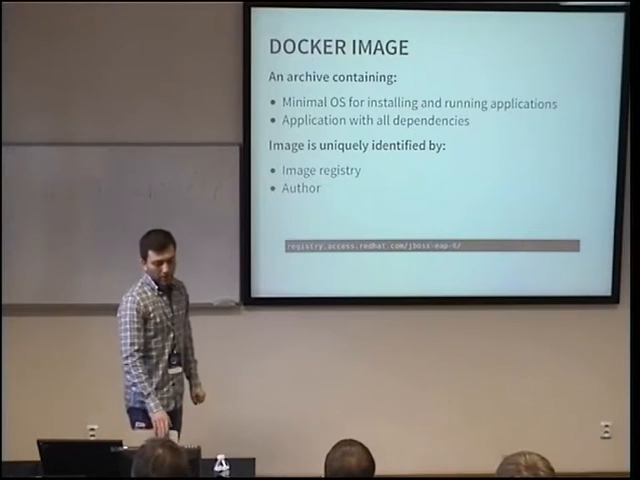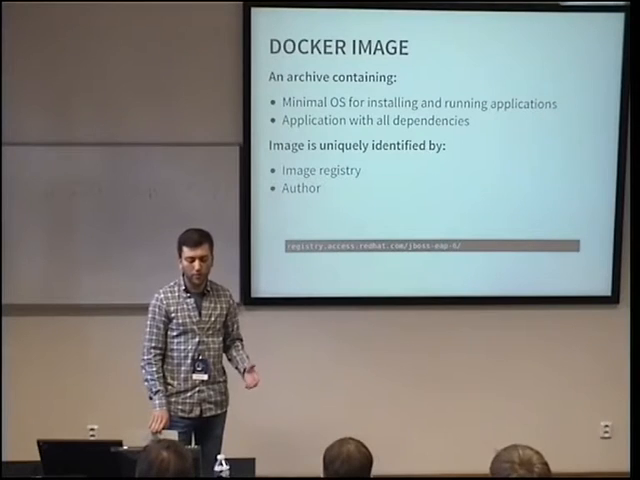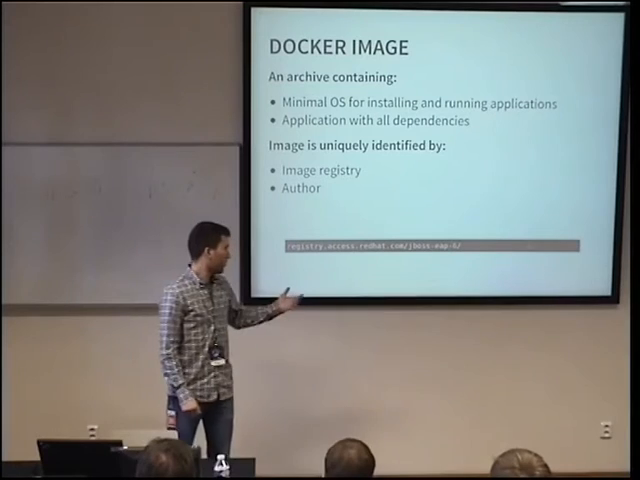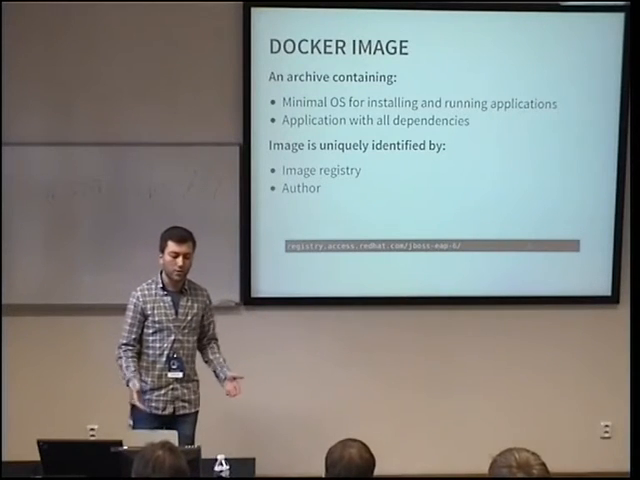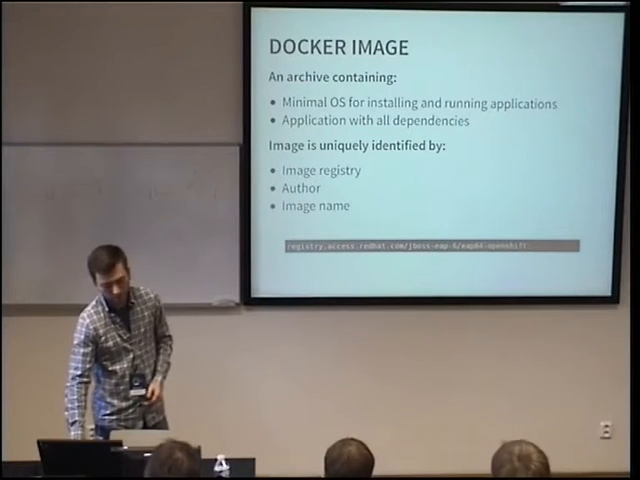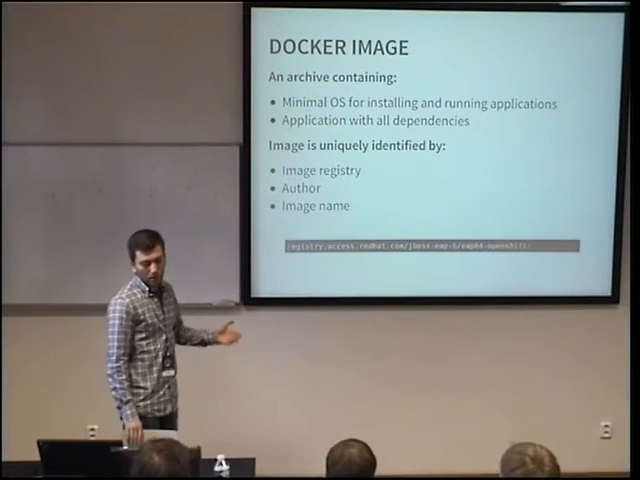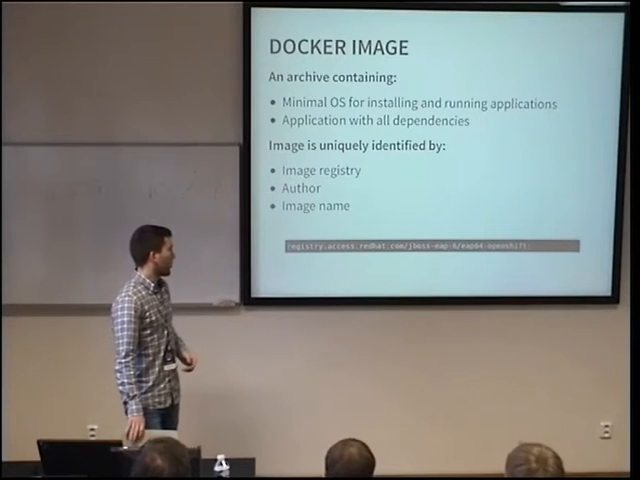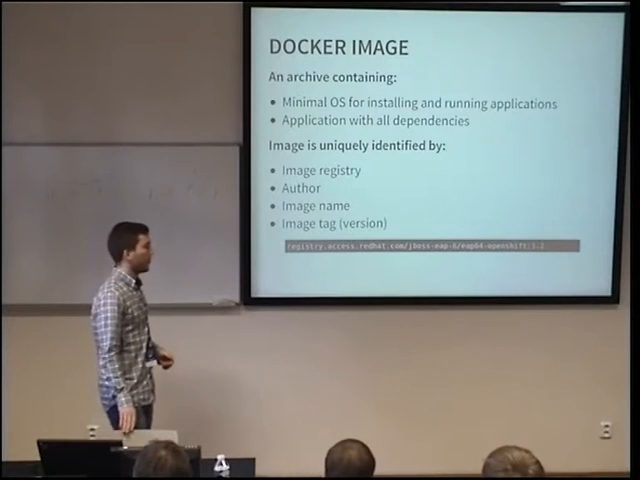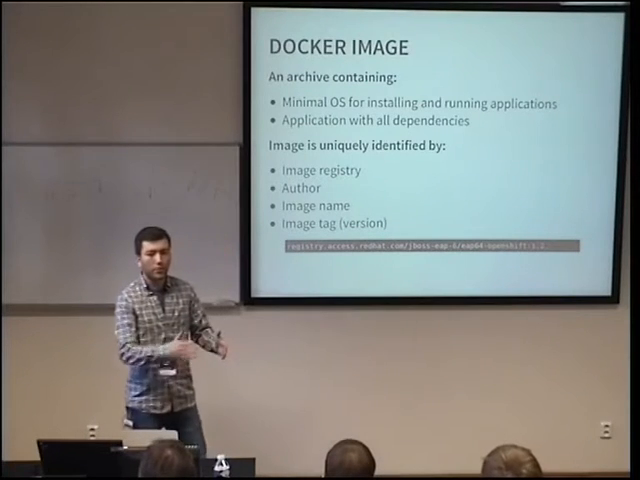The other part of the fully qualified name is the author of the image. In this context, we use JBoss. It could be some team or the person who authored the image, and then comes the name of the image itself. In this case, it is the application server built for the OpenShift environment. And the last part is the tag, which is a version of the image. That way you can easily build several versions.